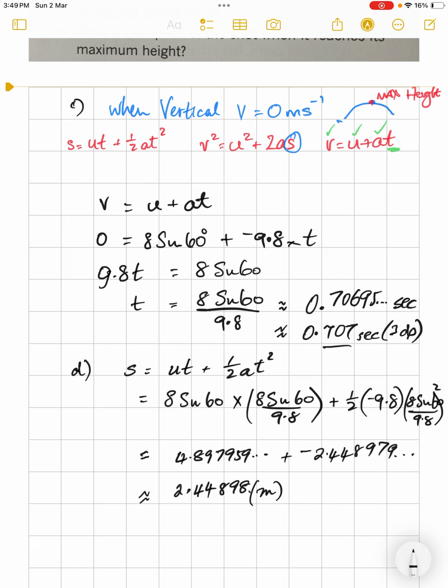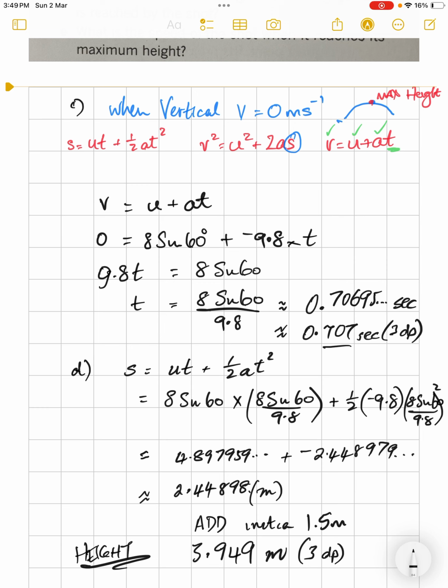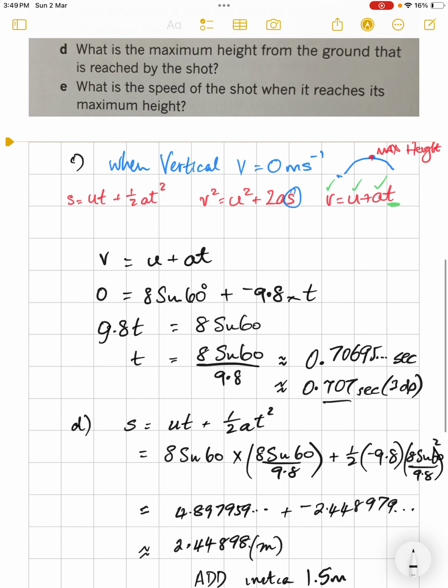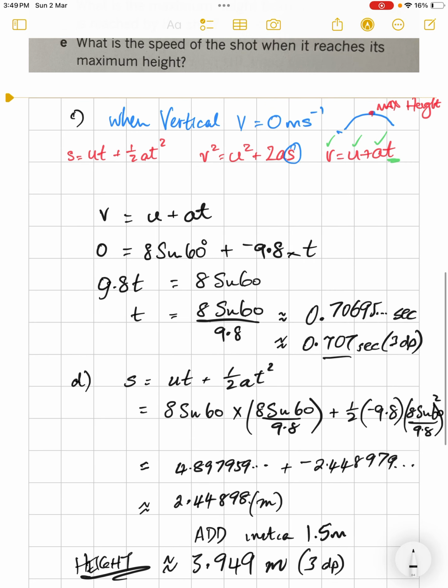Therefore, we add the initial 1.5 meters that it was above the ground. So our height above the ground would be 3.949 meters. So that's 3 decimal places. Okay. What is the speed of the shot when it reaches its maximum height?